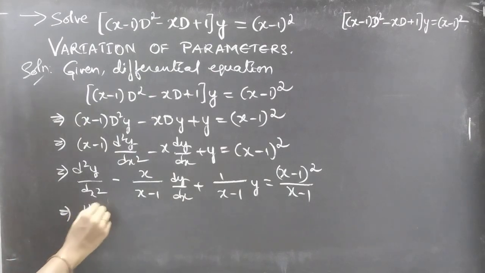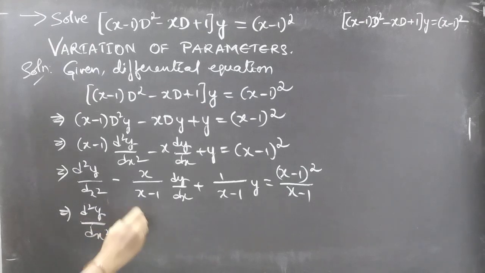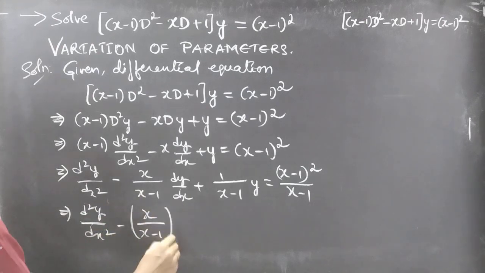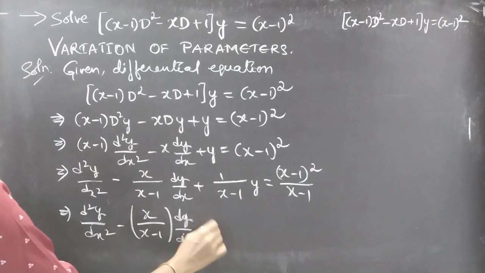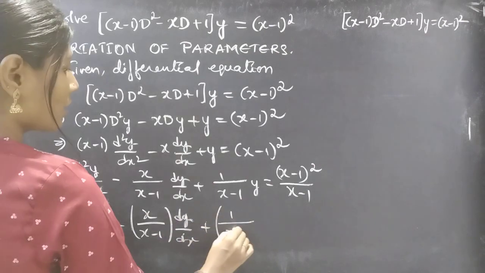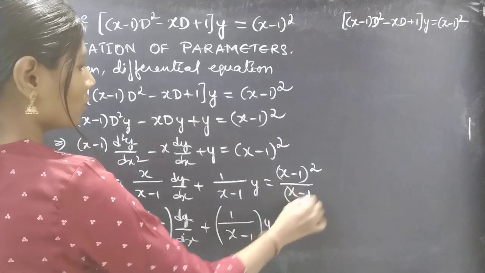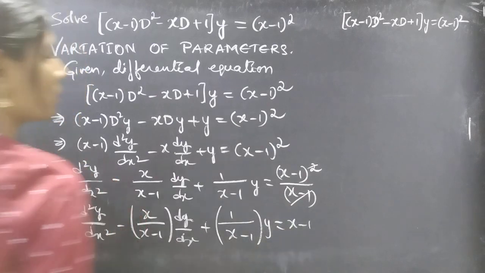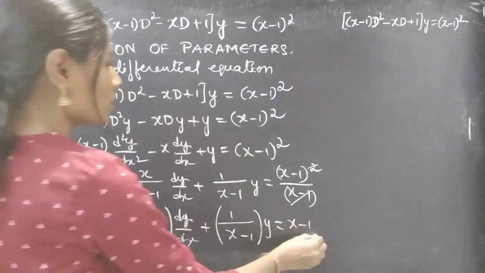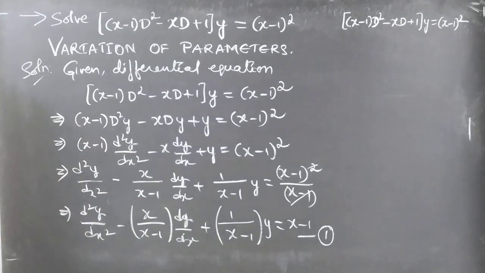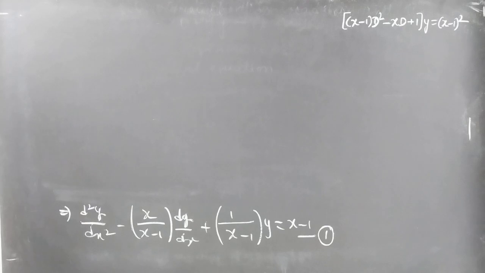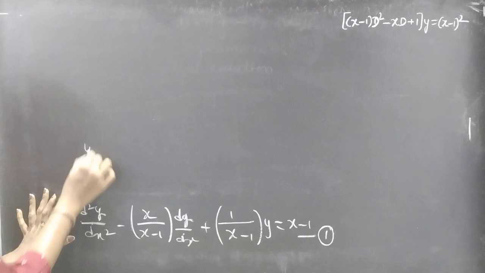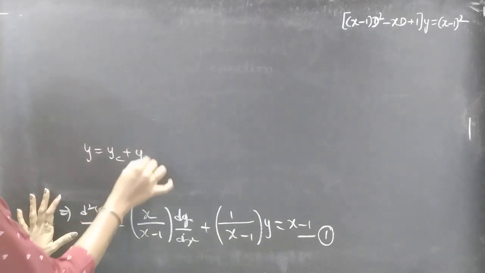Then d squared y by dx squared minus x by (x minus 1) into dy by dx plus 1 by (x minus 1) into y equal to, here one (x minus 1) gets cancelled, so we'll get x minus 1, right? Consider it as equation number 1, which is in standard form. Now we need to find the general solution of this equation, which is given by y equal to yc plus yp, right?